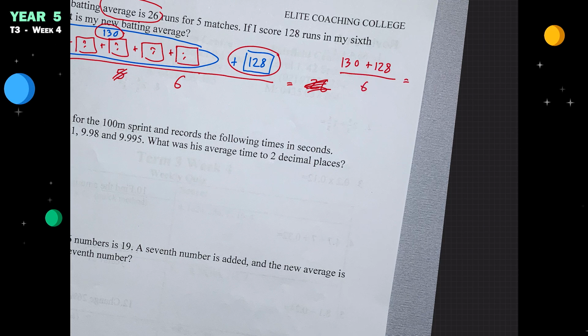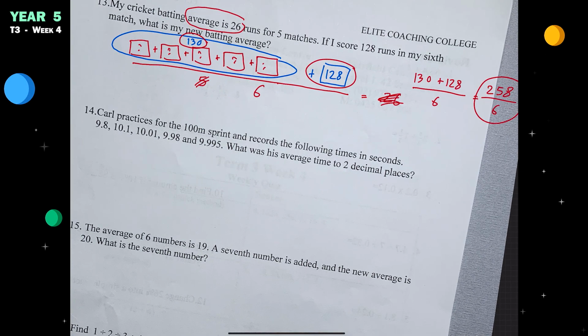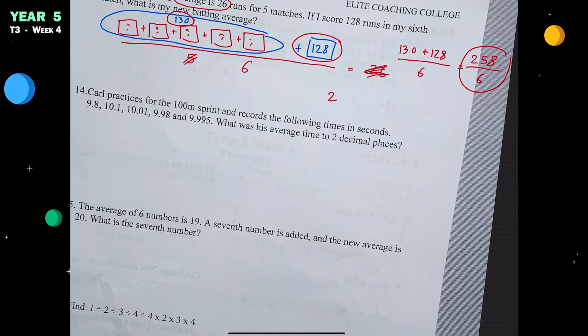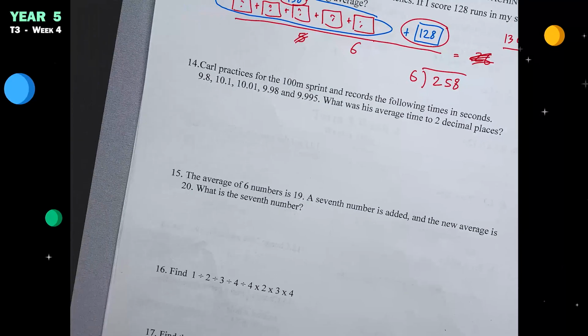So this will be 258, I think, on top. 258 and divide by 6. That's a fraction. A fraction means division, so just do 258 divided by 6 and you get the answer for the new batting average. I'll leave that to you.